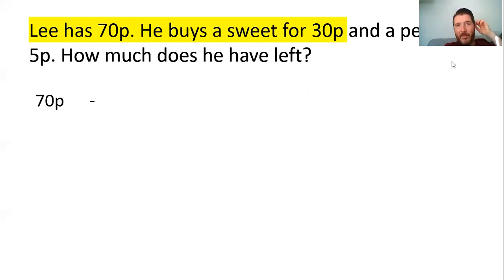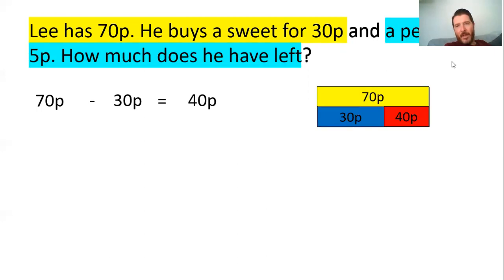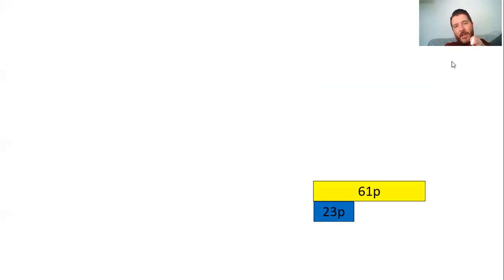He's got an amount, he's given a bit of it away to get something else, and that's nice and easy to solve. 40p. And he buys a pen for 5p. So now from our new total of 40p, we can take away the 5p, which gives us 35p. There's our solution.